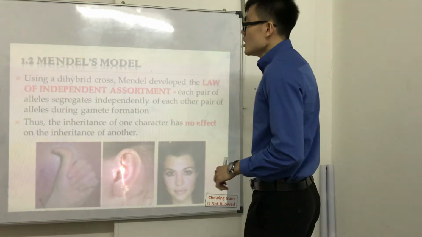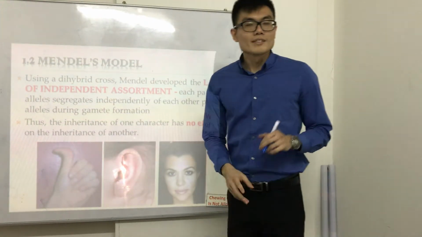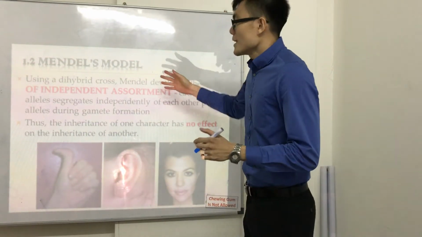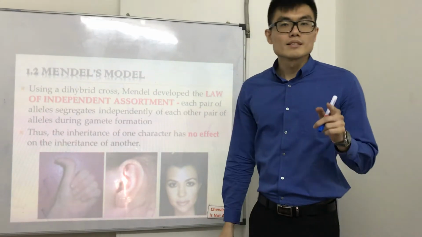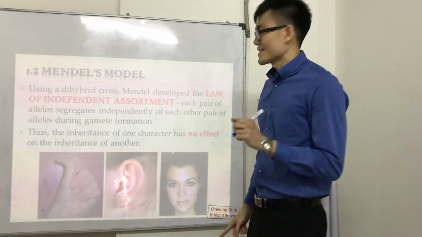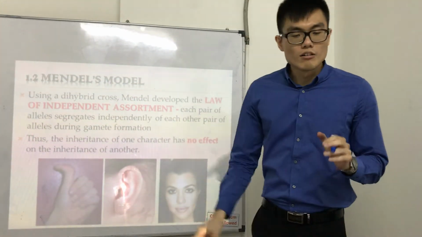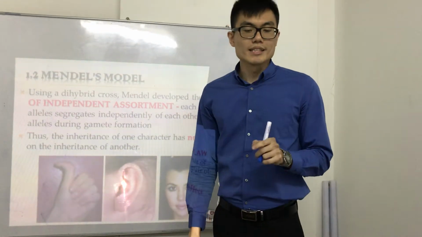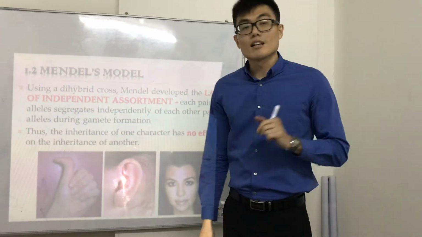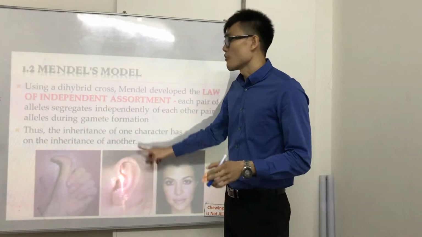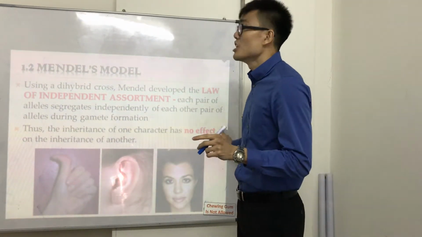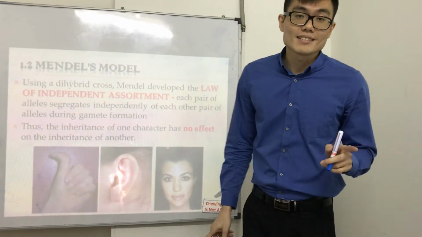With the result of the dihybrid cross, Mendel developed the second law, which is the law of independent assortment. This second law states that each pair of alleles will segregate independently of the other pairs of alleles. This also means that the inheritance of one character has no effect on the others.